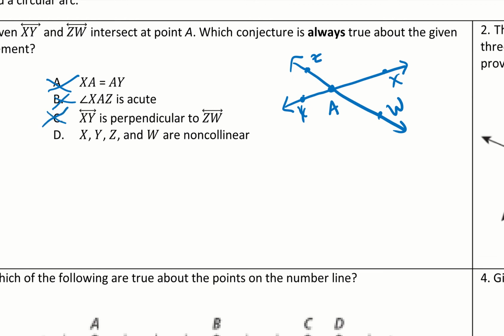X, Y, Z, and W are non-collinear. Non-collinear means they are not on the same line. Collinear would mean X, Y, Z, W are all on the same line. Non-collinear means one or more are not on the same line, and that is the case here. These 4 points are not on the same line, and therefore this is true.